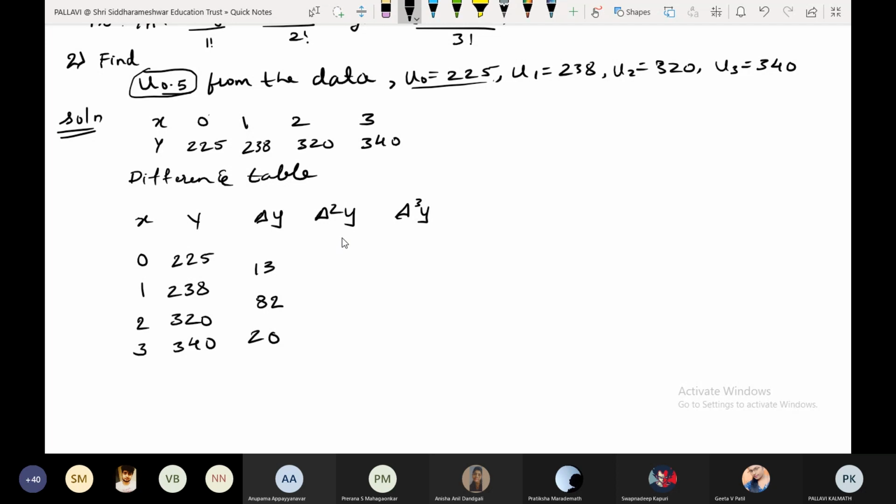Then go for the second difference. 82 minus 13 is 69. 20 minus 82 is minus 62. Then the third difference: minus 62 minus 69 is minus 131. So the table is clear.